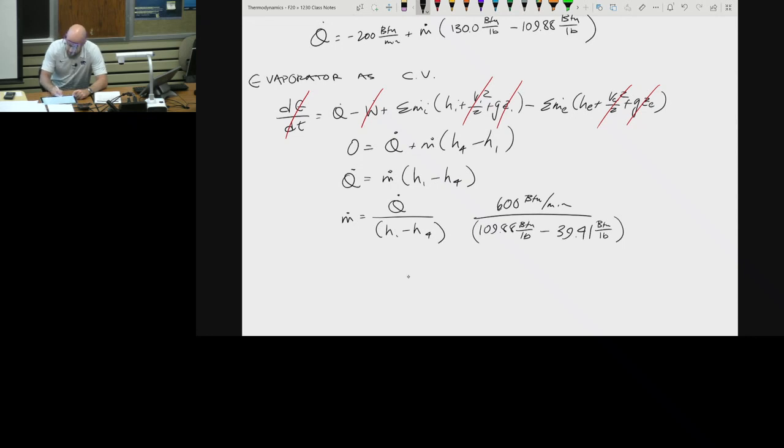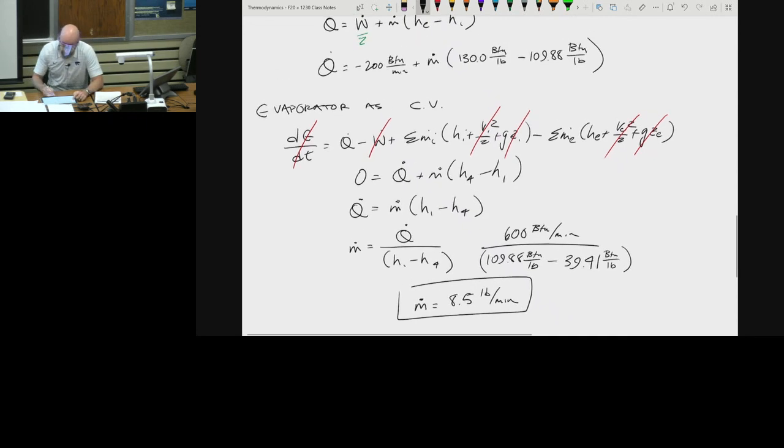And when we do this calculation, we find that the mass flow rate is going to give us 8.5 pounds per minute. That's the missing piece of information we needed to plug back in up here into our equation to find out what our heat transfer is. And once we plug that in, our answer is minus 29 BTUs per minute of heat transfer.